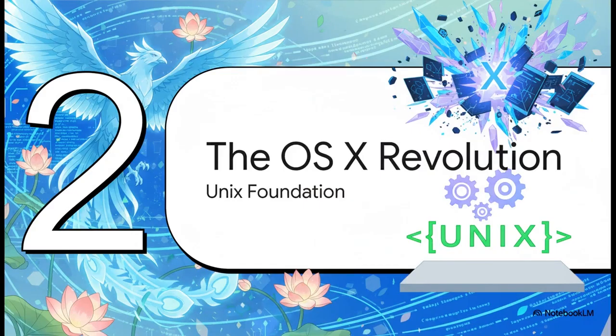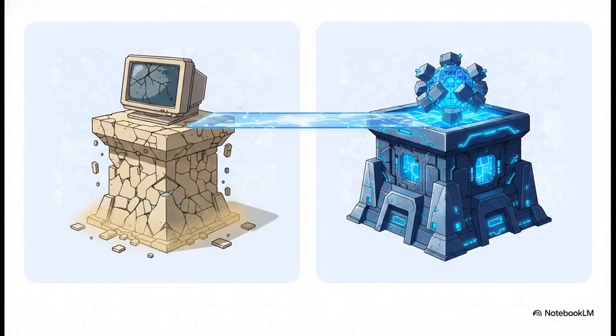Which brings us to Part 2, the OS X revolution, building the Unix foundation from 2001 to 2010. Here is the absolute turning point. To move forward, Apple had to completely scrap the fragile classic system. Sure, the classic macOS was simple and friendly, but it crashed a lot. To survive, Apple replaced it with macOS X, built on a robust Unix foundation derived from NeXTSTEP.